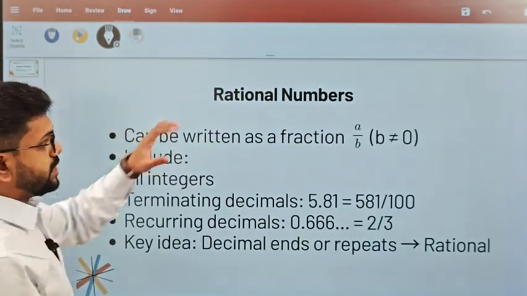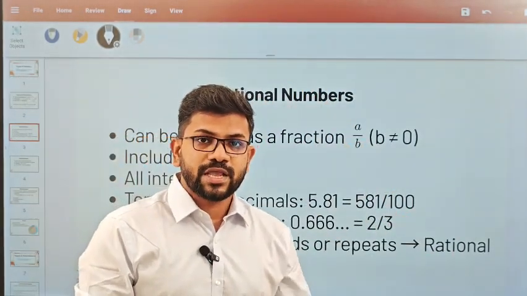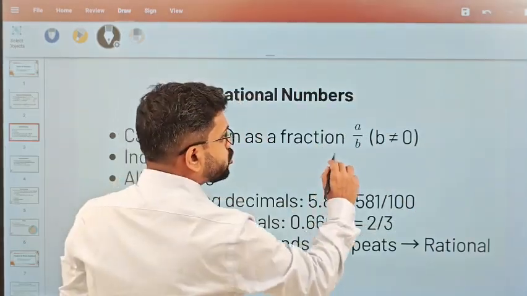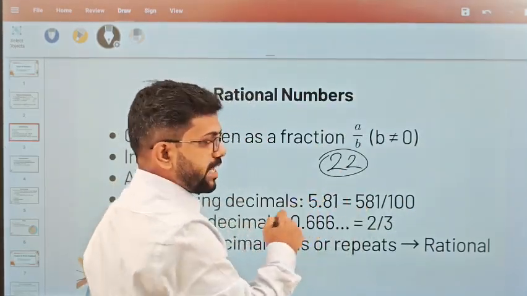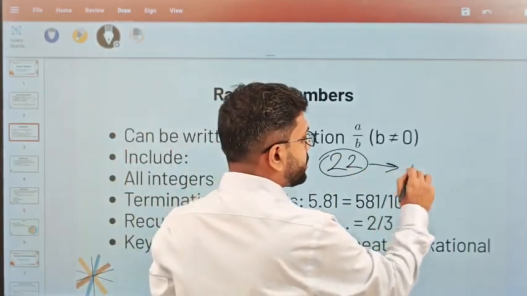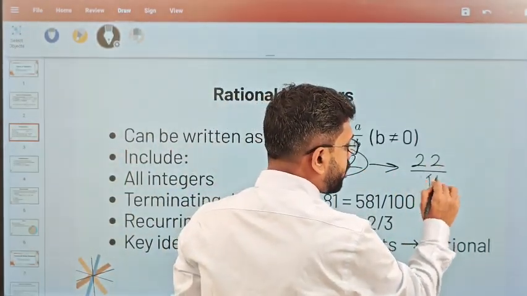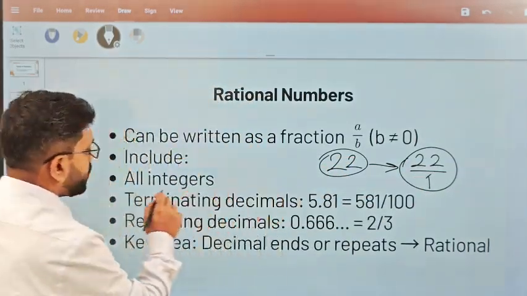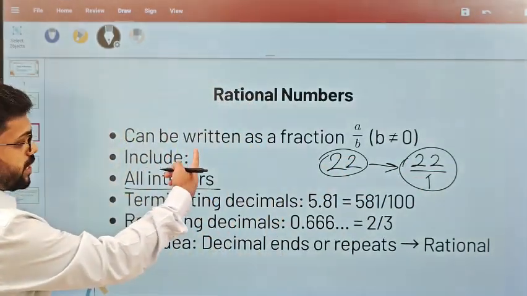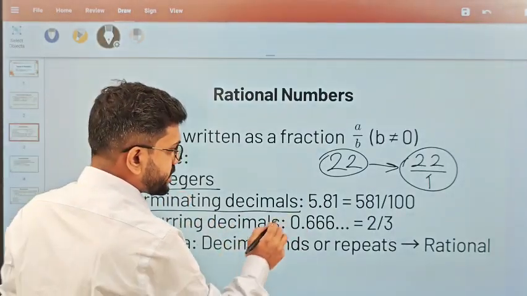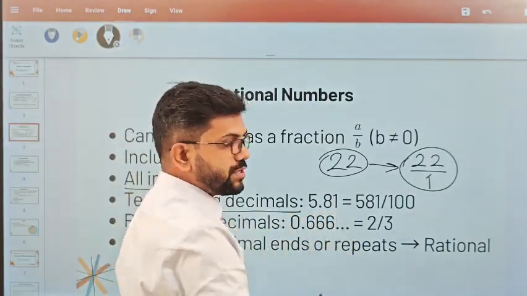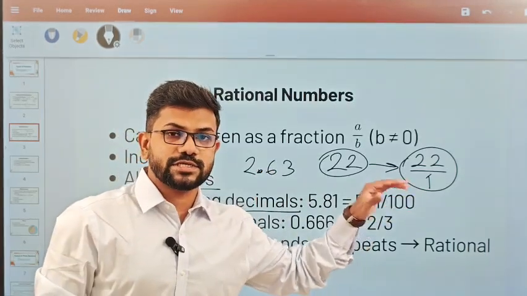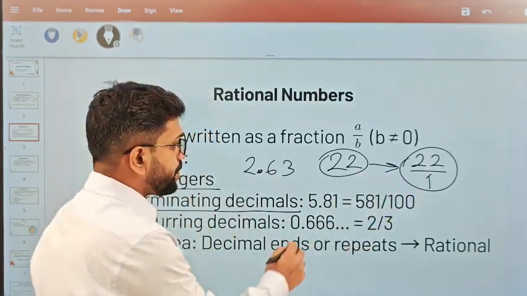Next thing we're going to learn is rational numbers. Rational numbers are numbers that can be represented as a fraction. If 22 is written, it's a whole number, but we know that we can write this as a fraction with the denominator 1. So this is a rational number. So all integers belong to the rational numbers. All terminating decimals, let's say 5.81 or 2.63, these are all terminating decimals. These are rational numbers.